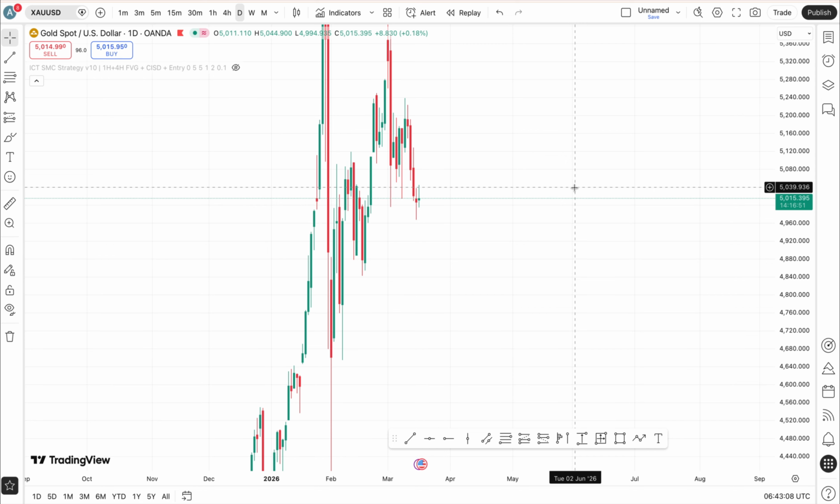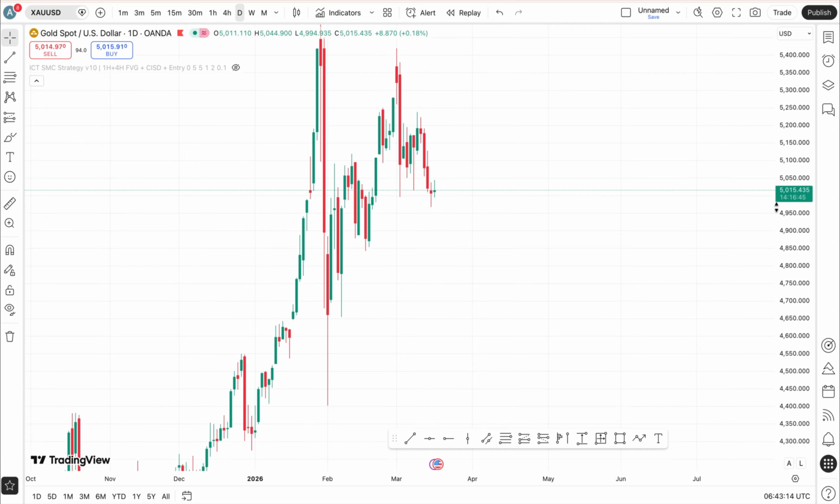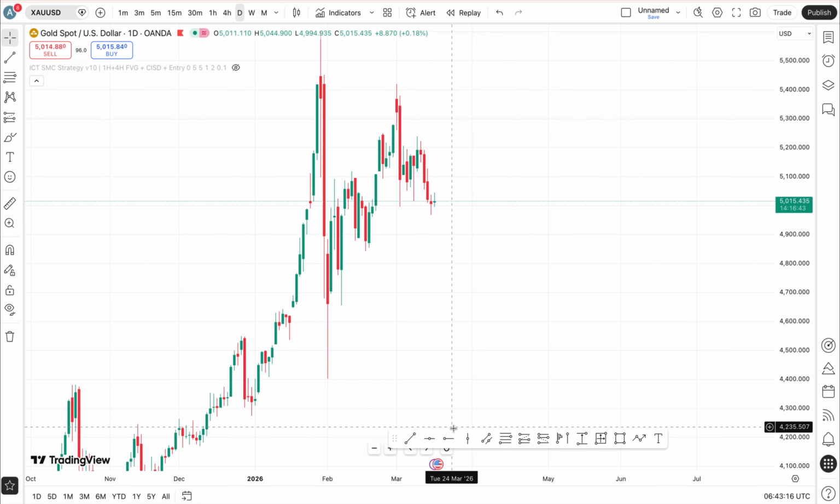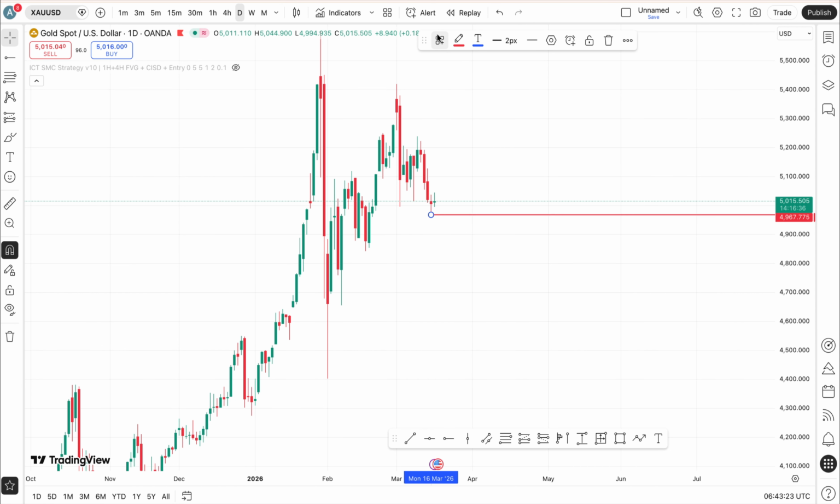So let's break it down step by step. Step 1, as usual, is we mark the previous day high and the previous day low. We're marking the previous day low at 4967.75 and the previous day high at 5038.145.